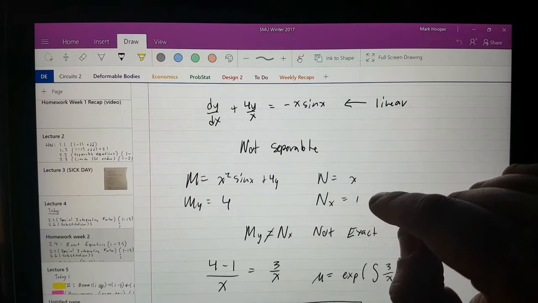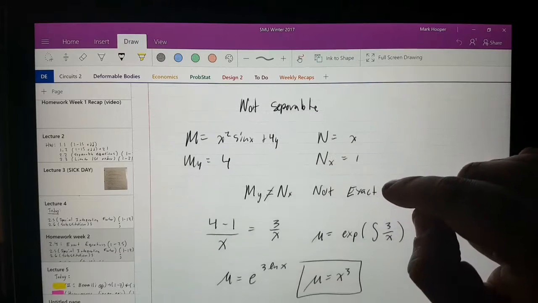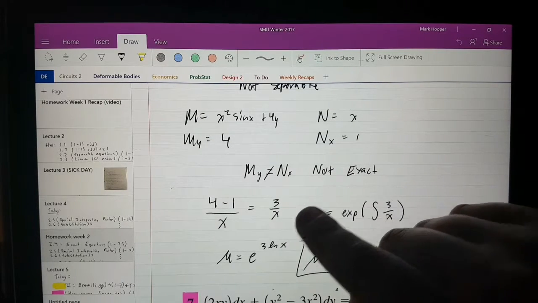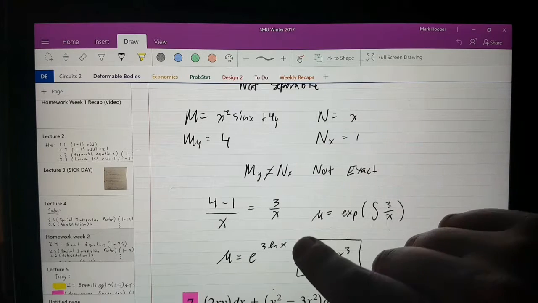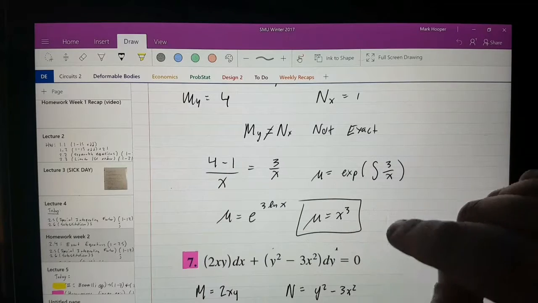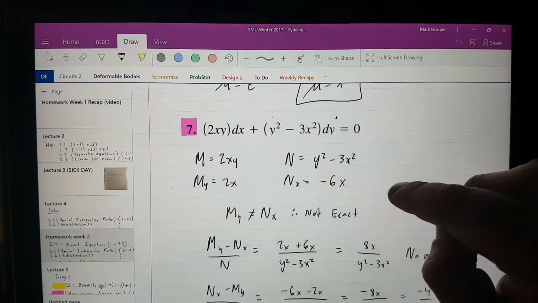We got m and n, so these two aren't equal to each other, so not exact. So let's try and find an integrating factor. So just take my minus nx over n, and that just depends on x, so you can take the exponential of that and get mu equal to this. Okay, so this one.